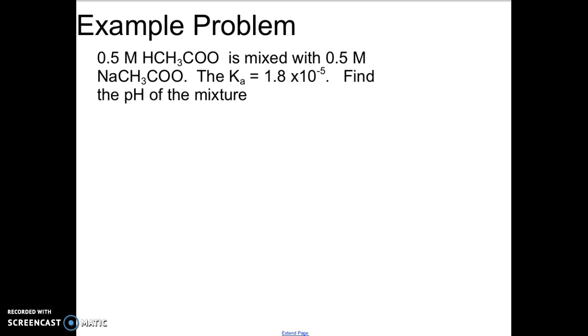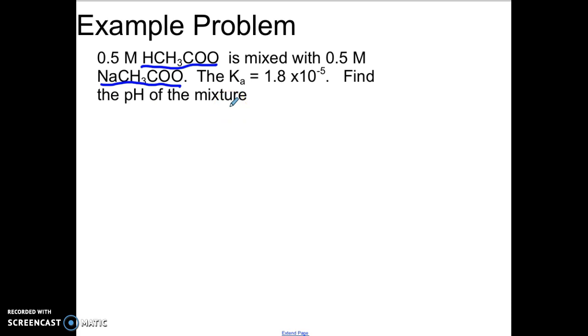What I want to do here and finish up in the next few minutes that I have is a very quick example of a very, very easy buffer problem. So in this problem, you'll notice that we have acetic acid. You should say to yourself, I know that's a weak acid. And then we have sodium acetate, and notice that they have that common ion. They're giving you the Ka, and they're asking you to find the pH of that mixture.